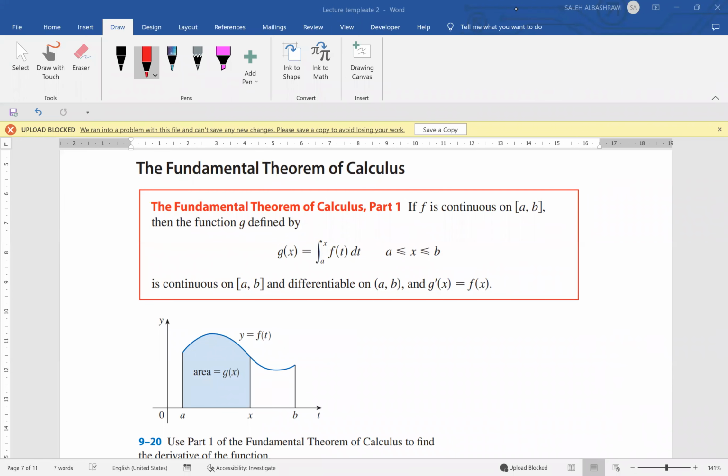In this lecture, we are going to speak about the fundamental theorem of calculus. And this one can be divided into two parts, part one and part two.